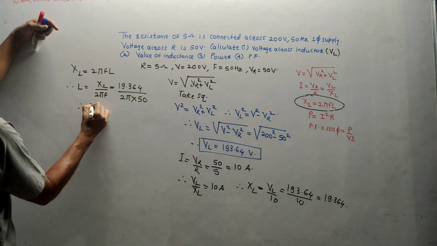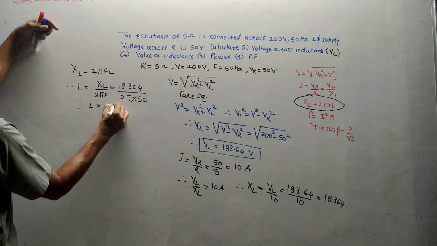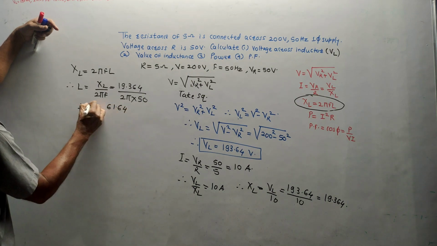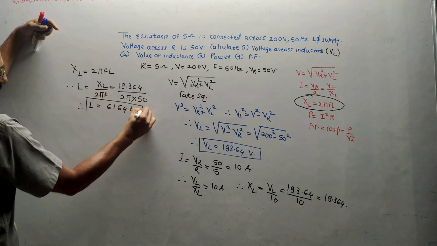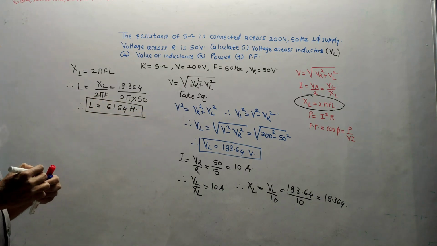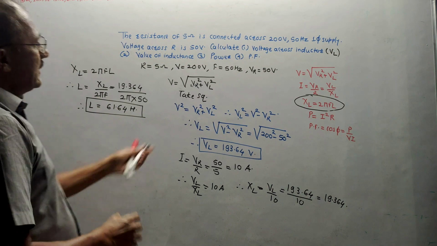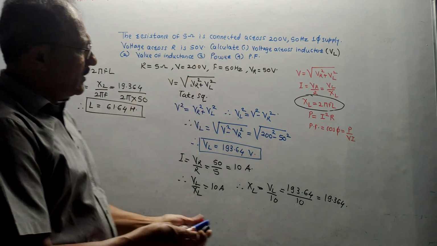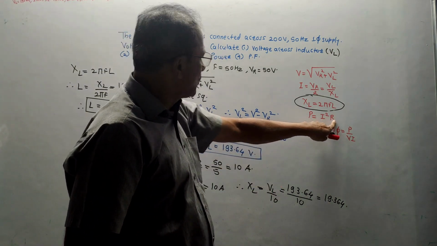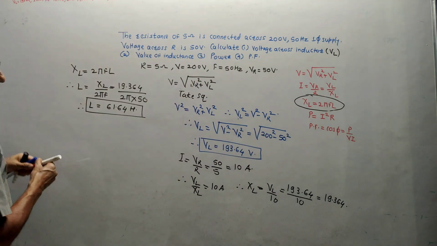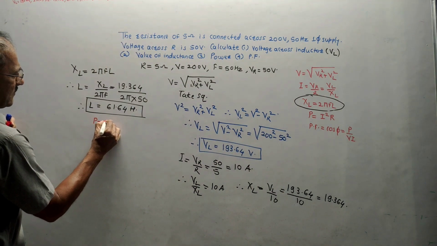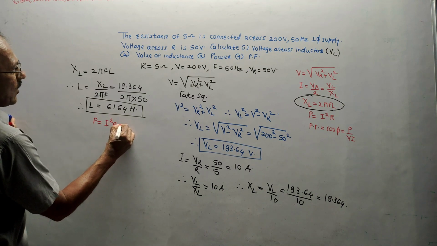Solve this on the calculator. So this answer will be 61.64. It is the value of inductance. So its unit is Henrys. So the value of inductance is 61.64 Henrys. Third part, calculation of power. We have a ready-made formula. P is equal to I square into R. Therefore, power can be written as P is equal to I square into R.